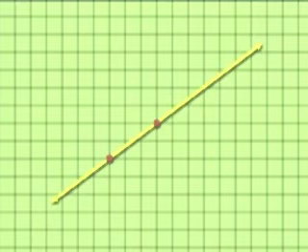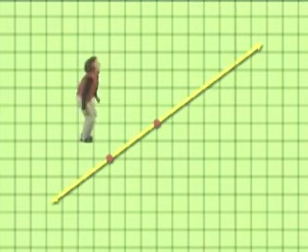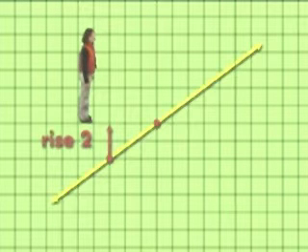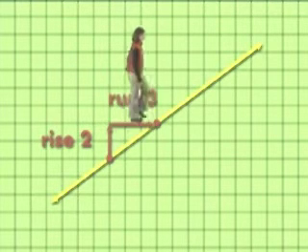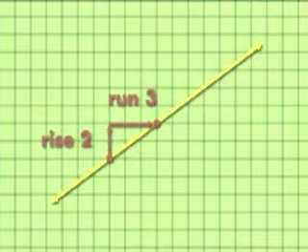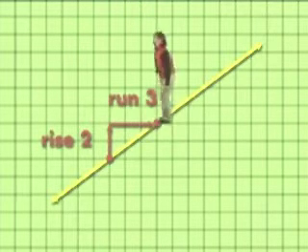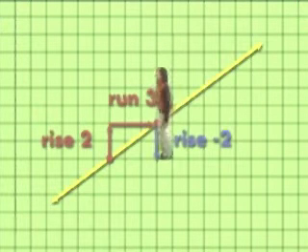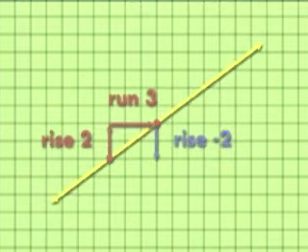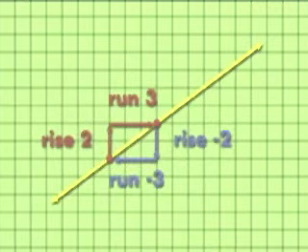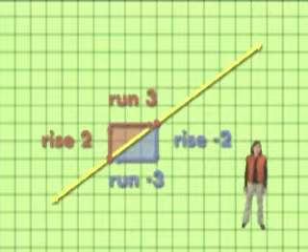For example, I can start at this point and rise 2 spaces up in the positive direction, and then run 3 spaces over in the positive direction to reach the other point. Or I can start at this point and rise 2 spaces down in the negative direction, and then run 3 spaces over in the negative direction to reach the other point. The triangles that are formed by marking the rise and run from one point to the next are called slope triangles because they help you find the slope of the line.